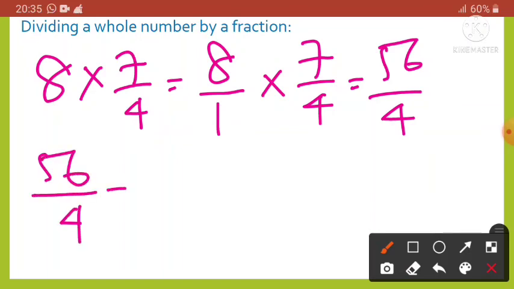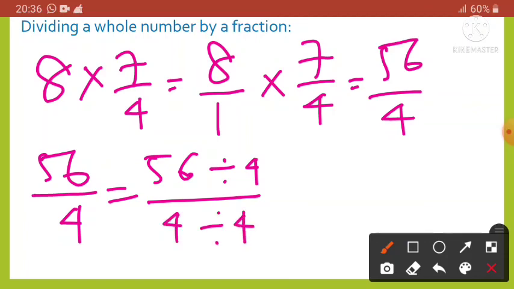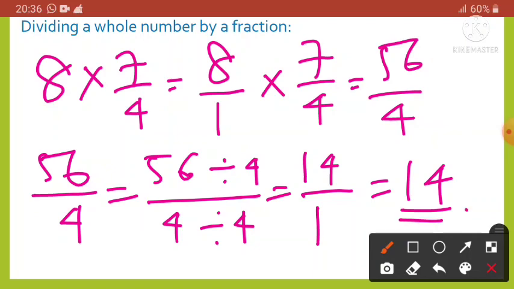If we divide both numerator and denominator by 4, we get numerator as 14 and denominator as 1. So 14 by 1 means we can write 14. Okay, got it? So the final answer is 14. So very simple, do the process watching this video.